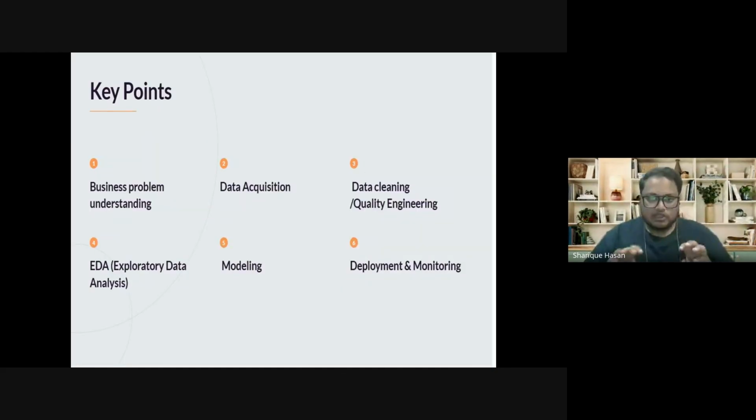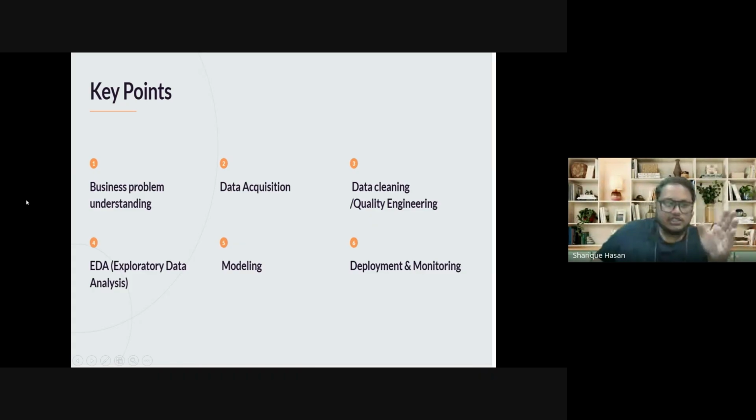First of all, these are the six main key points of the data science life cycle, from business problem understanding till deployment and monitoring. In this lecture we will cover why you need data science, how you acquire data, what to do with data, how you analyze it, how you model it, and how you use it in the real world. We are going to add some examples also, and we will learn about a case study in the last slide of the lecture.